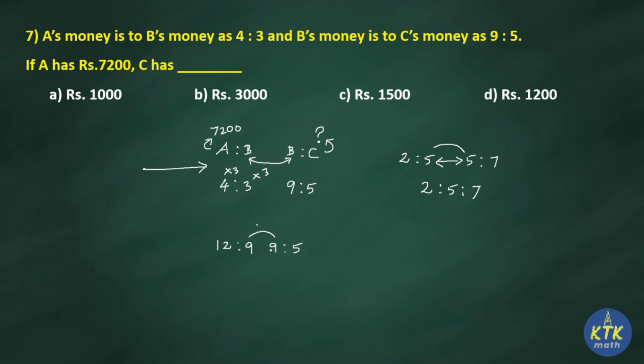So now 12:9:5. So this is the ratio between what? A, B, C, that is you can write it as A:B:C. Now it's very easy now. If A is 7,200, right? A is 7,200. How much is C? It's very easy. I'll tell you one shortcut method.